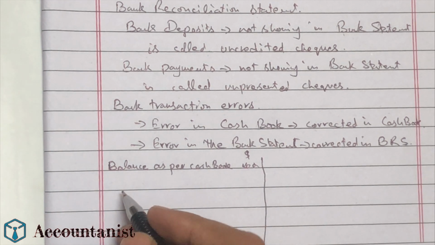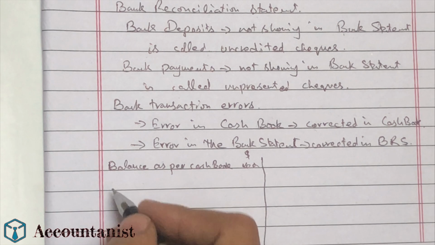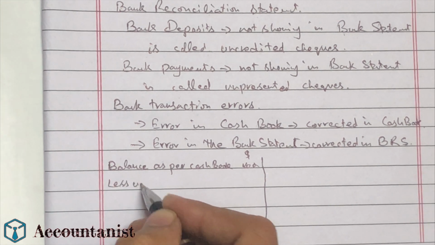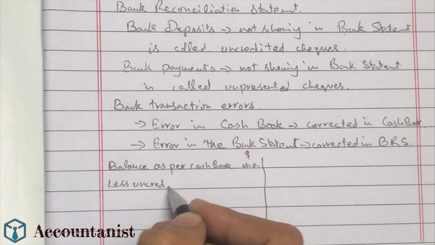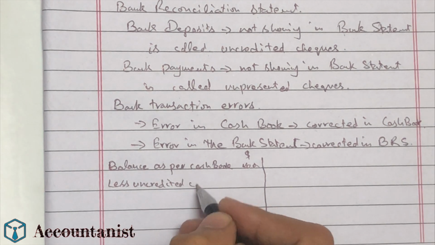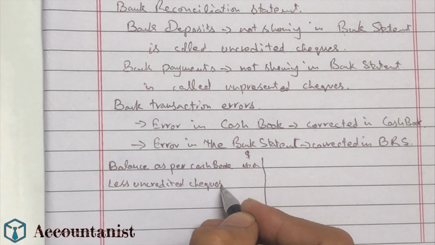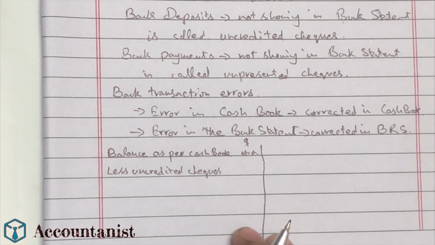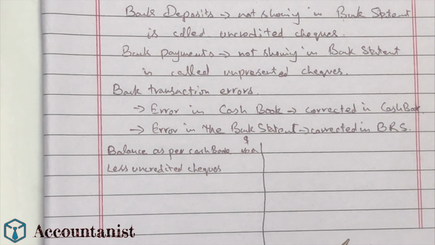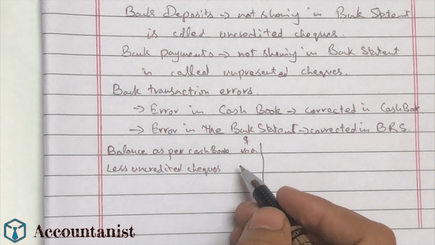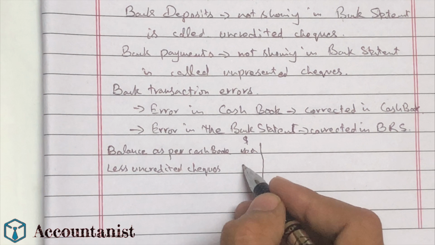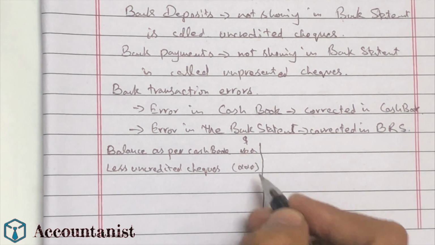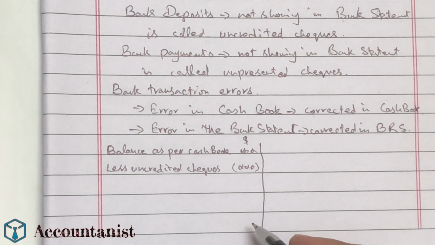That needs to be adjusted, so we are going to less uncredited checks, means the checks that we already deposited into the bank account, but it is not showing in the bank statements, as it's already added here because it's deposited and it's shown in there. So we'll deduct this from this balance.